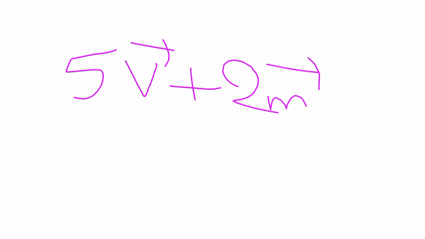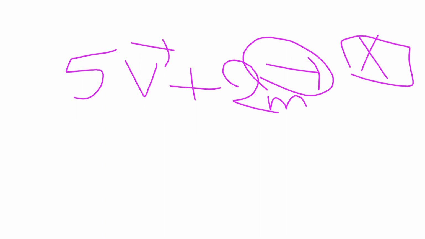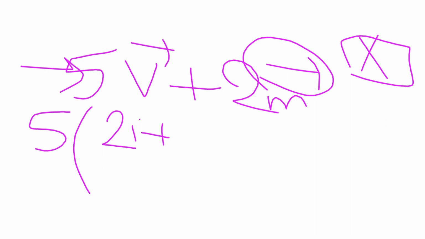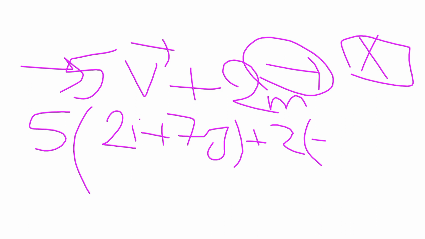Next step, 5 vector plus 2m vector. I must not forget the vector sign while writing the equation of a vector. So 5 multiplied by 2i plus 7j, plus 2 times negative 3i plus j.